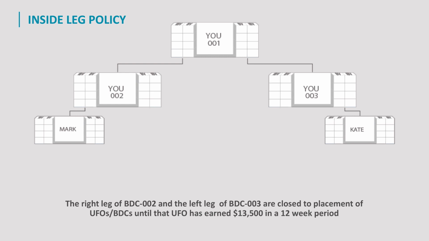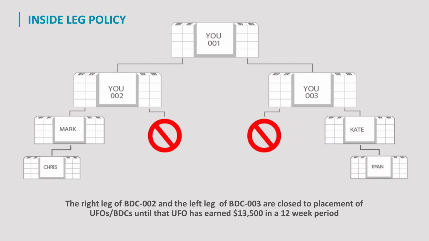Let's talk about the inside leg policy. The right side of a BDC and the left side of the BDC are closed to placement for UFO business development centers until that unfranchise owner has earned $13,500 in a 12-week period.